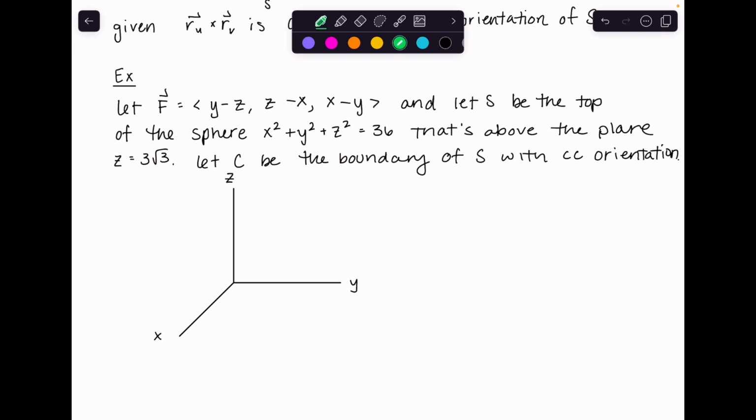So we've got the top half of the sphere, which is z equals the square root of 36 minus x squared minus y squared. And that's basically been sliced by this plane z equals 3 root 3. So I'm going to draw that intersection, but S is this surface.